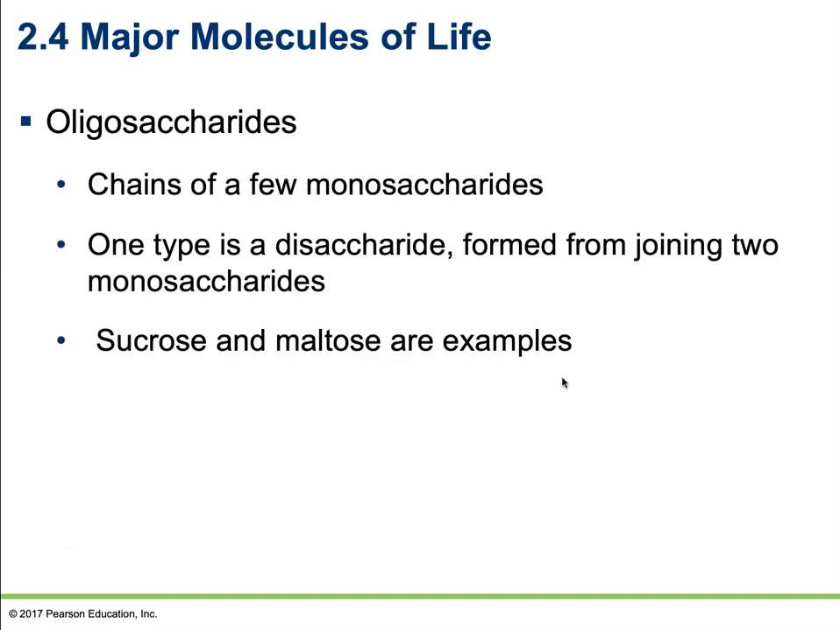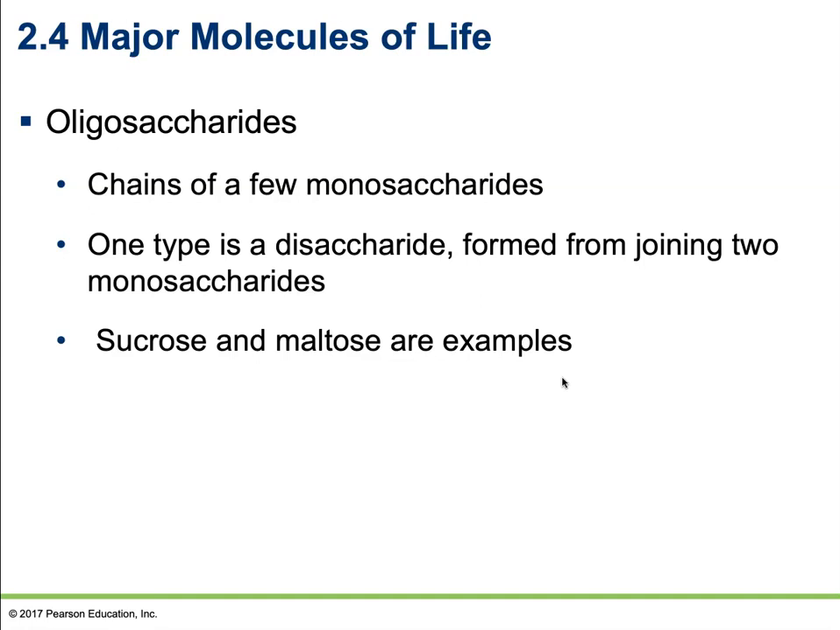Lactose intolerant individuals lack the enzyme lactase, which breaks down lactose into galactose and glucose. So for those of you out there who are lactose intolerant, it's because you are missing that enzyme that is going to break down lactose. Another example would be sucrose. Sucrose is table sugar, that stuff that you find in your sugar shaker.